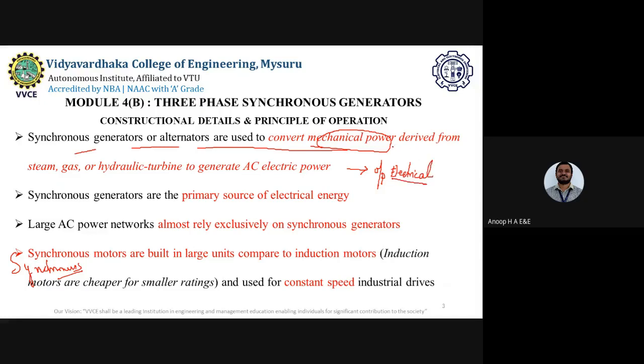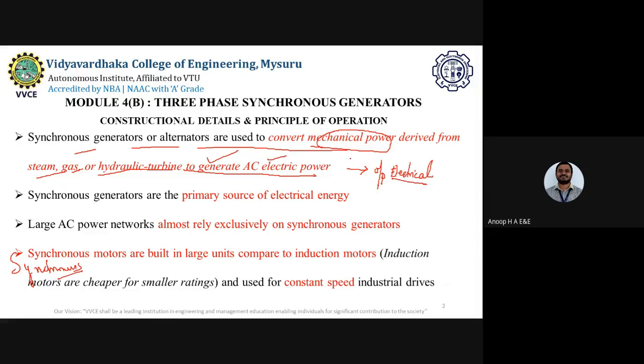The mechanical power is derived either from steam, gas, or any hydraulic turbine that is used to generate the AC electric power. That is what is generally taken into consideration when I have a hydraulic turbine, which acts as the prime mover to generate the AC electric power.